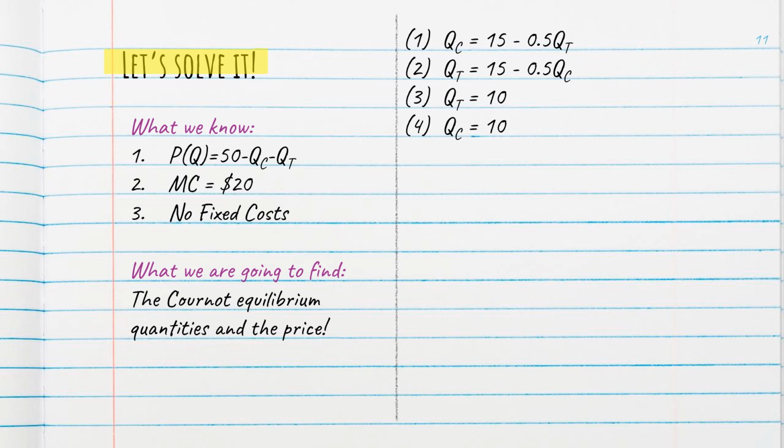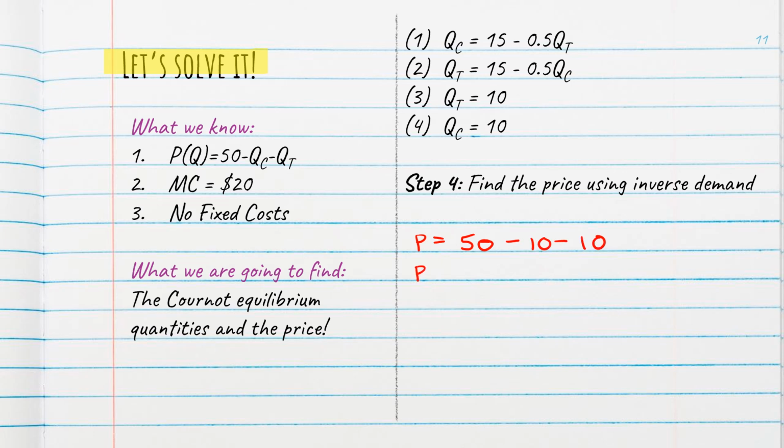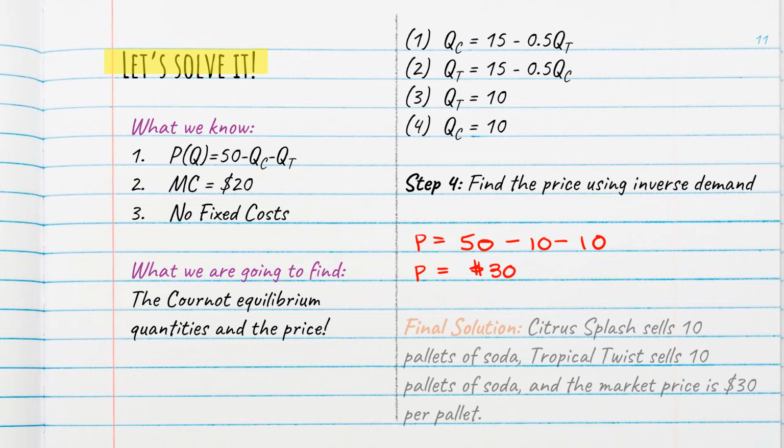So we have successfully solved for the equilibrium quantities for each firm, but we still need to find the price. So step 4 is to find the price using inverse demand. This is just a substitution exercise. So price is equal to 50 minus QC, which is 10, minus QT, which is 10. Price must be equal to $30. So we have our final solution. Citrus Splash sells 10 pallets of soda, Tropical Twist sells 10 pallets of soda, and the market price is $30 per pallet.